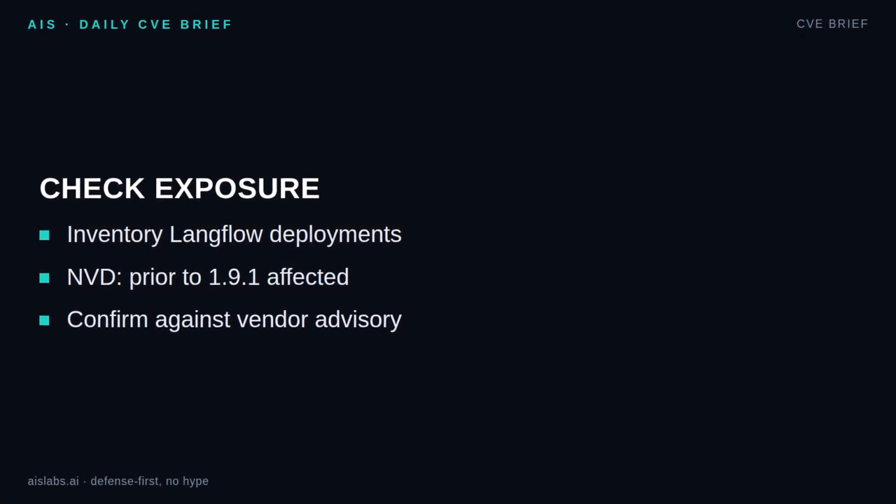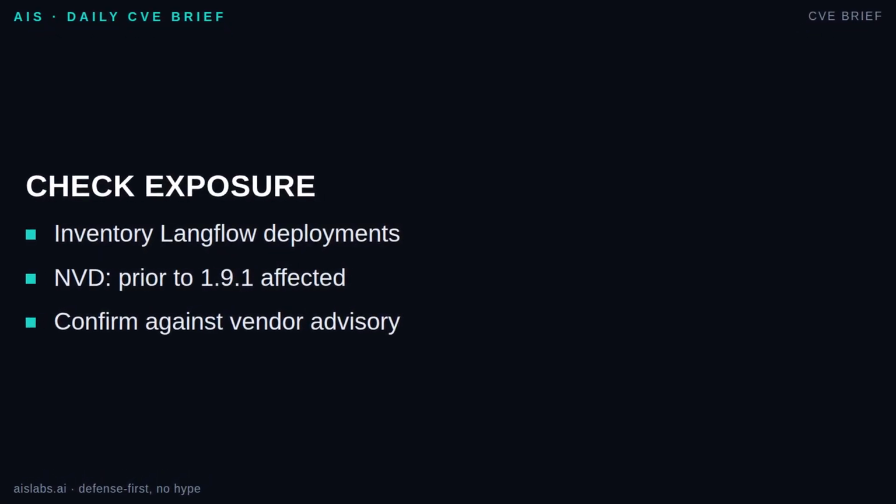Start with inventory. Find every Langflow deployment your organization runs, including development, staging, lab, and internal automation environments. Do not assume only internet-facing instances matter. This vulnerability requires authentication, so internal multi-user systems can still be exposed. The official NVD description states that Langflow prior to 1.9.1 is affected, and that the vulnerability is fixed in 1.9.1. Use that as your initial triage point, then confirm exact applicability against the vendor security advisory for your installation method and deployment model.